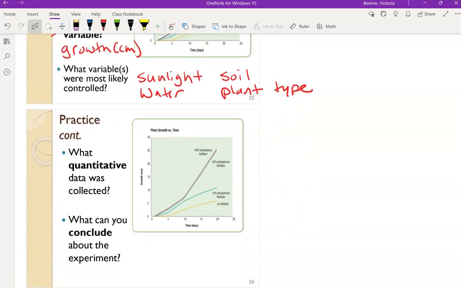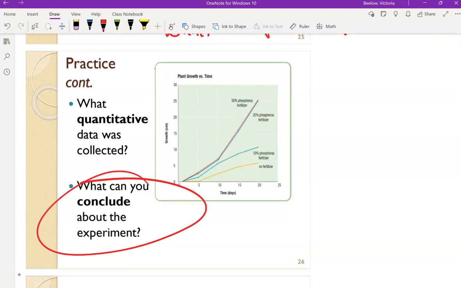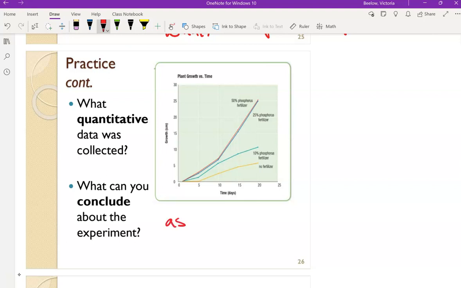And it looks like at the end of this experiment, which we're going to talk about on the next slide here, we can draw some conclusions. So I'm going to go ahead and answer this question here. So what can you conclude about the experiment? So it looks like as the percent of the phosphorus increased, okay, so when we went from 10 to 25 to 50, we are seeing an increase in that plant growth.